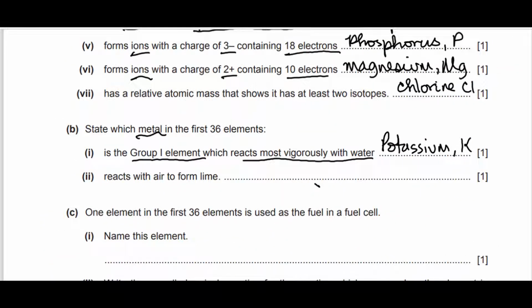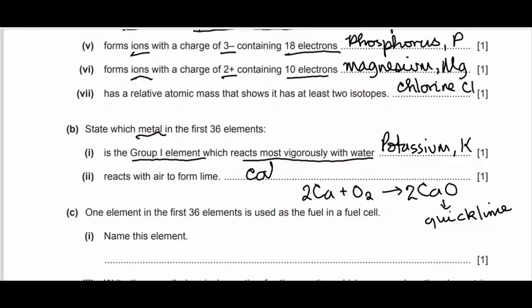So if calcium reacts with air, it forms calcium oxide, is it not? And calcium oxide is known as quicklime, or simply lime, right? Fine. And when a little amount of water is added to it, it partly dissolves to form lime water, right? And slaked lime. So the answer is calcium, that's Ca.